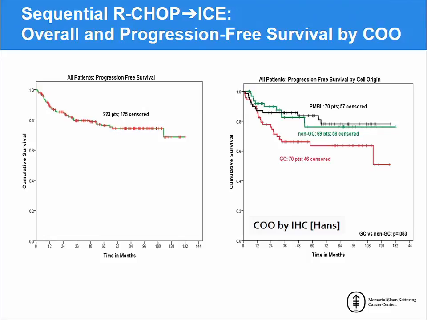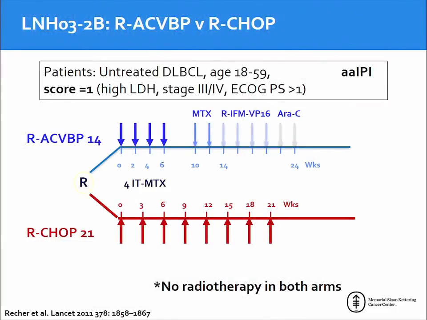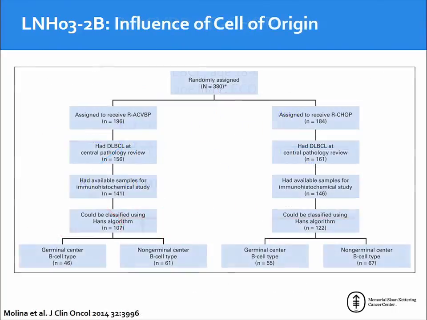Now, one of the limitations of this study is that cell of origin was determined by the Hans model, which I've already alluded to is somewhat difficult. But it raises a testable hypothesis that sequential therapy might overcome the adverse impact of the non-germinal center tumors. There's another study that compared RACBP to R-CHOP. This was a prospective randomized study. Remember, RACBP is actually a complex sequential chemotherapy program.